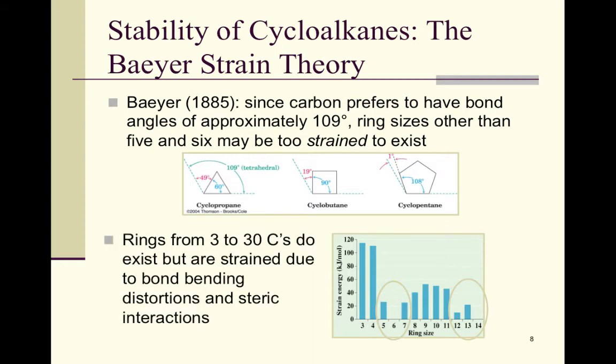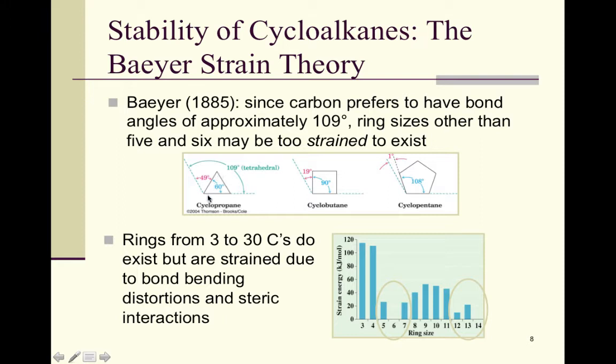Taking a look at cycloalkanes, this is known as the Baeyer strain theory. In 1885, Baeyer looked at the different bond angles, and this is what he came up with. Since carbons prefer to have a bond angle of approximately 109, ring sizes other than 5 and 6 may be too strained to exist. Let's take a look at cyclopropane.